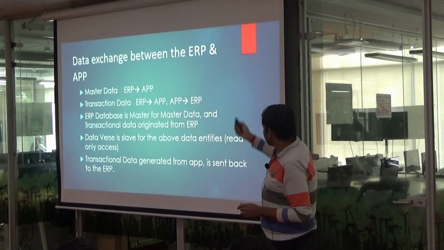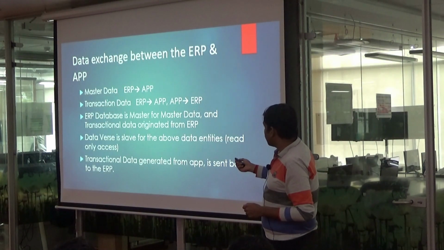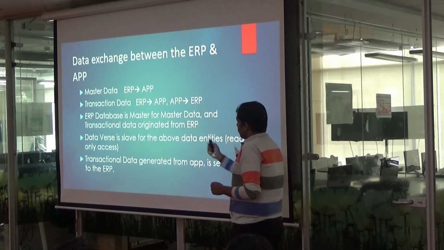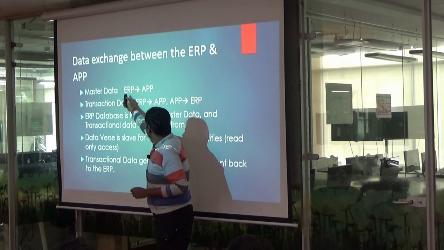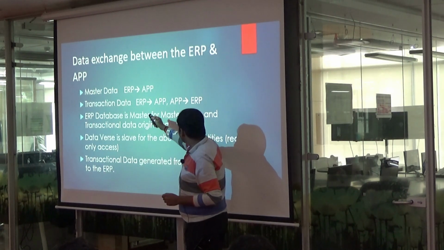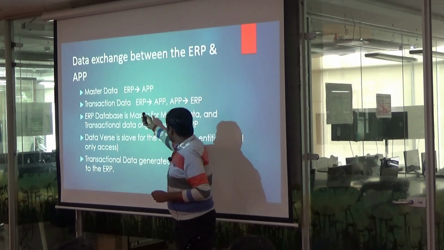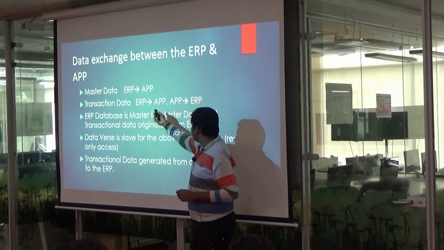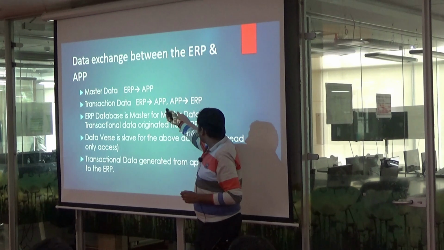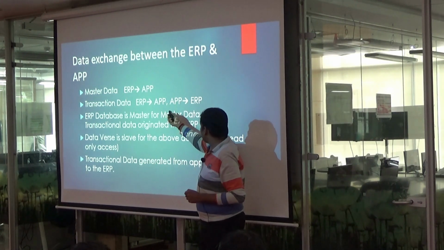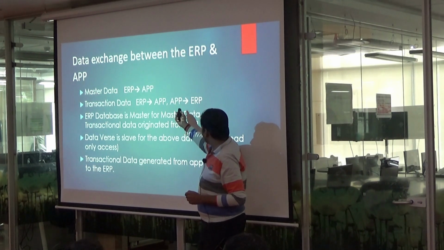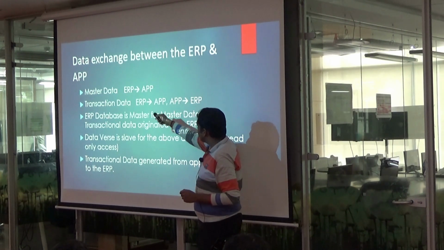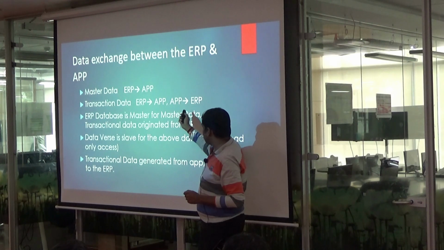So this is the data exchange format that I use. Master data goes from the ERP to the app. There is some transactional data generated in the ERP, like the sales order, which can be sent to the app for further processing. And there are some transactions which originate in the app and are then sent back to the ERP. So transactional data originates both in the ERP as well as in the app.